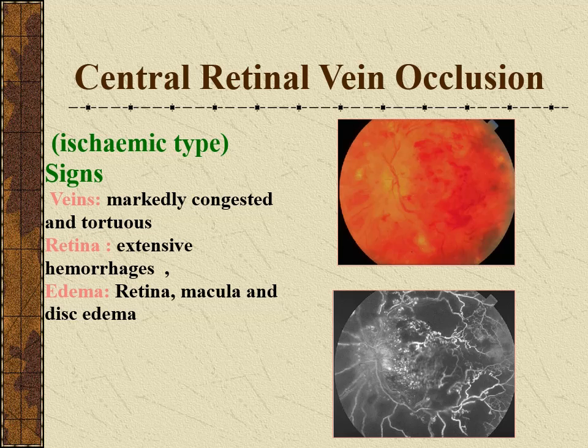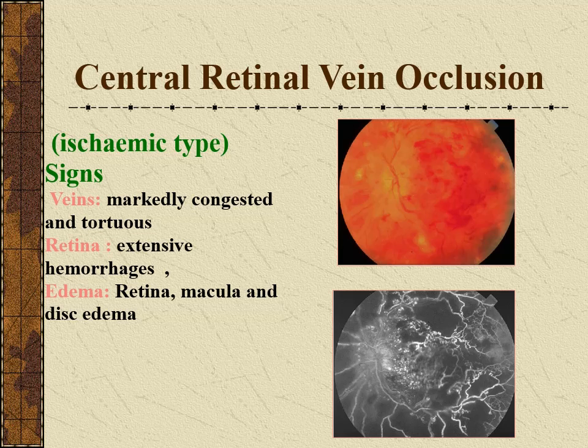So in the ischemic type of central retinal vein occlusion, the symptoms and also signs will be more severe when compared to the non-ischemic type. So the patient will suffer from severe diminution of vision, and the retina will show severe signs in the form of markedly congested and tortuous retinal veins, extensive retinal hemorrhage. It will give the retinal appearance of the storm retina, and edema of the retina, macula, and also disc edema, which appears as irregular edges of the optic disc.